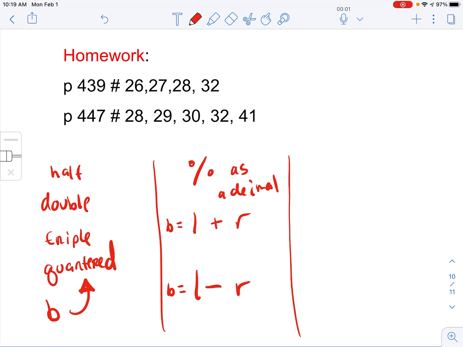And then we have that very special case where we see the words compounded continuously. Now, these questions will still have a percentage, but you will see these words compounded continuously to let you know that you're going to be using e in the question, and we're going to have to adjust our percentages accordingly. Okay? And that's it for this particular video.